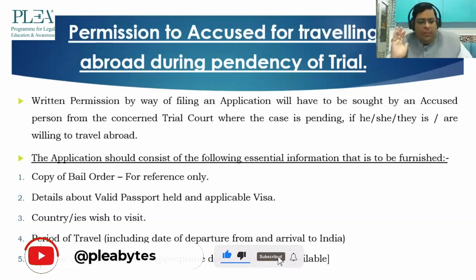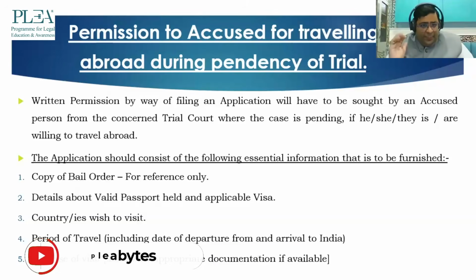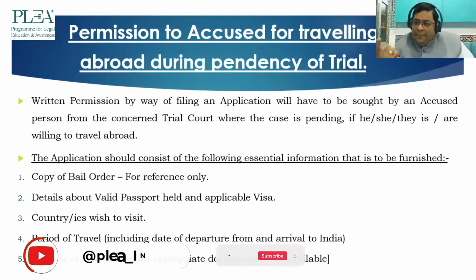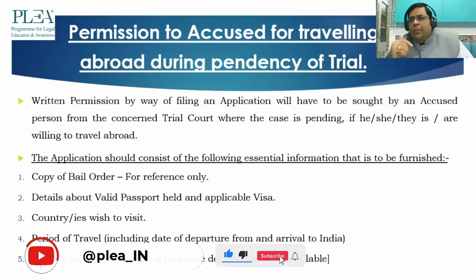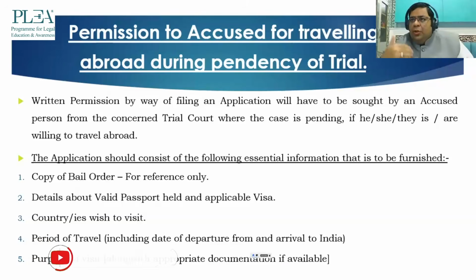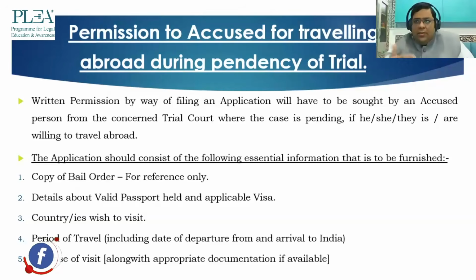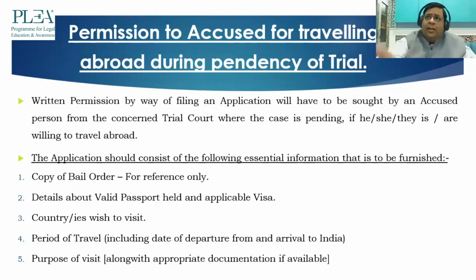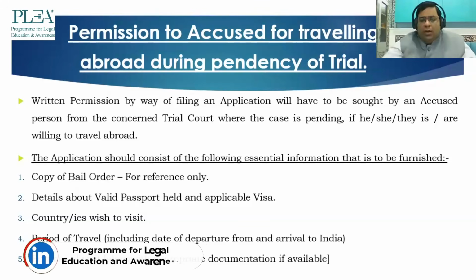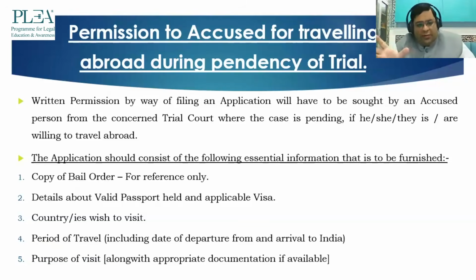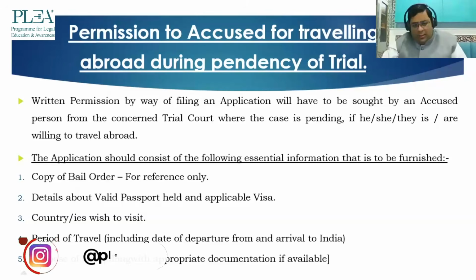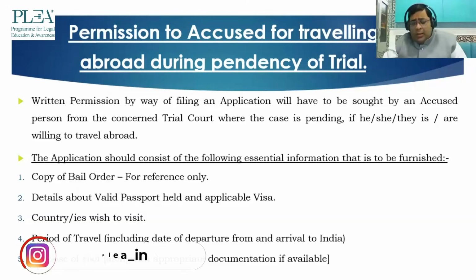Now, what all information is required to be given in this application? Copy of the bail order, the details of the valid passport held by the accused applicant, and the applicable visa, if any. Sometimes it happens that the accused person may have a long term visa, 2 years, 5 years, 10 years visa, and his passport is also valid. And now, after he is arraigned as an accused in this case, he requires a permission to travel abroad. So, if that is the case, the passport and the visa copy also have to be annexed. The specific country or the countries which this accused person desires to visit.